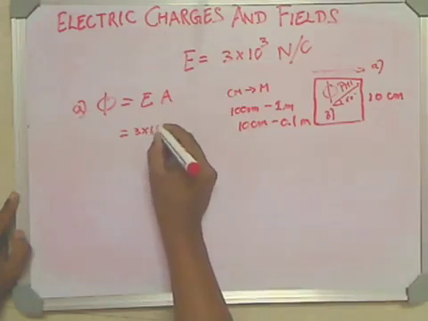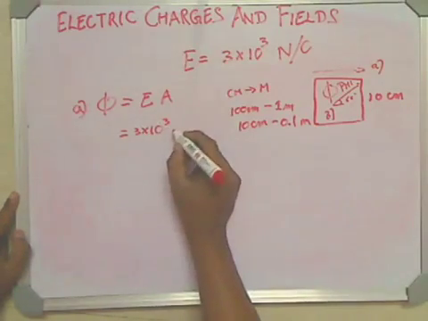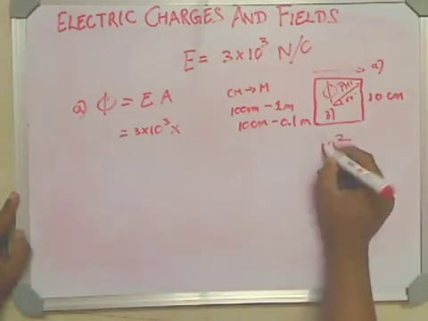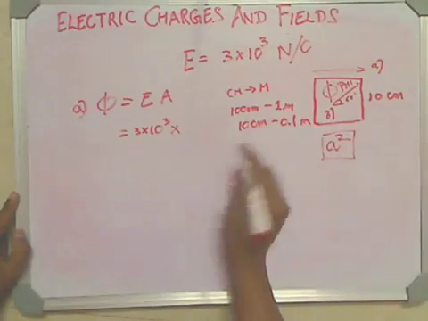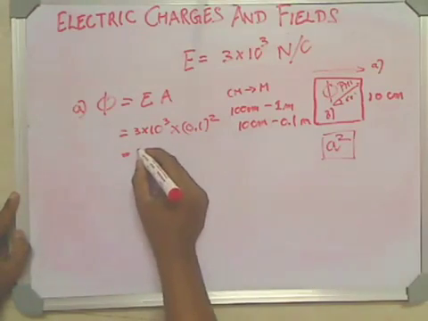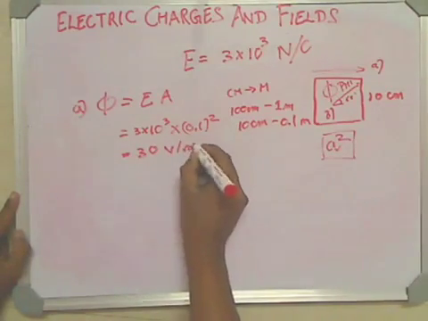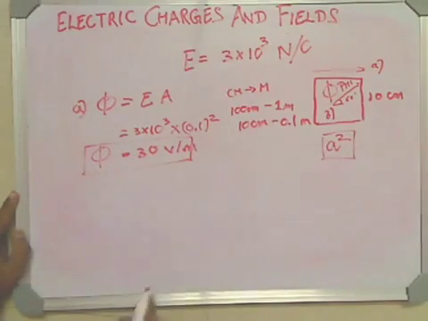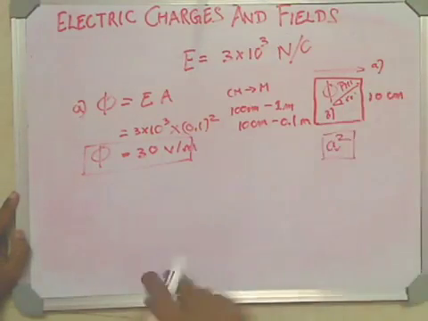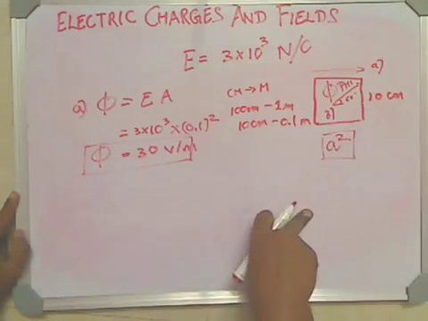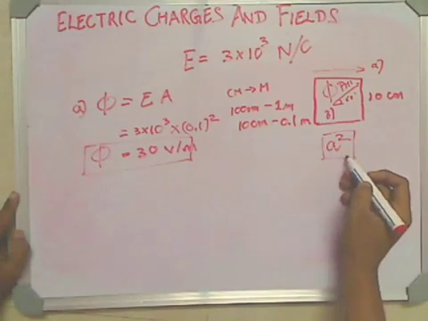So 3 multiplied by 10 to the power of 3 multiplied by the area of a square. Area of a square is always given as a square. Now consider this 0.1 squared, and you should get the value as 30 volt per meter. This is the SI unit to measure flux. Now, before I proceed with the second case, wherein you have to consider the normal to the plane at 60 degrees with the x-axis, let me tell you a little bit about a square here.